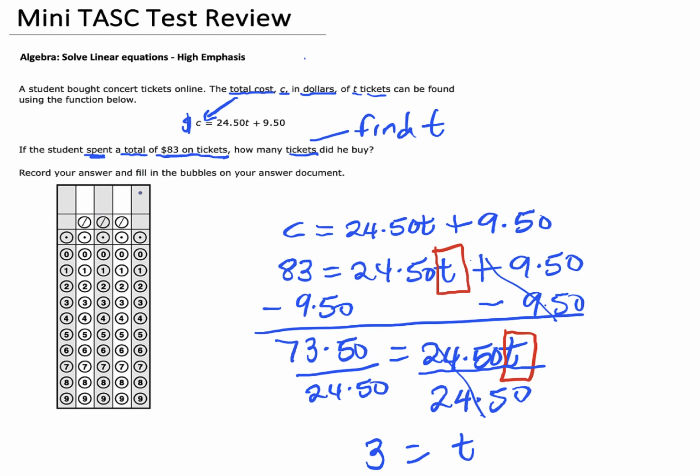So since it's a grid, you can enter your 3 anywhere. I'm going to put it here. So first write it at the top and then shade in your 3 and you're finished.